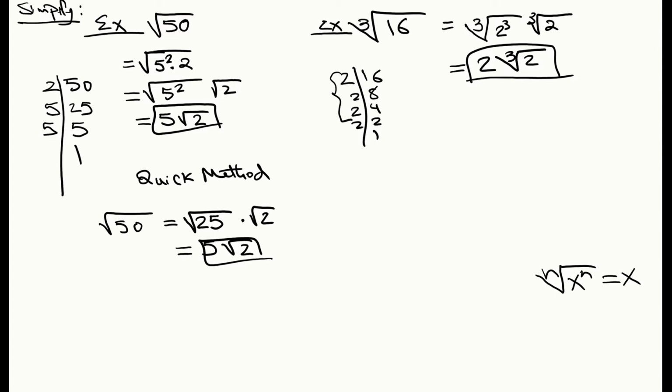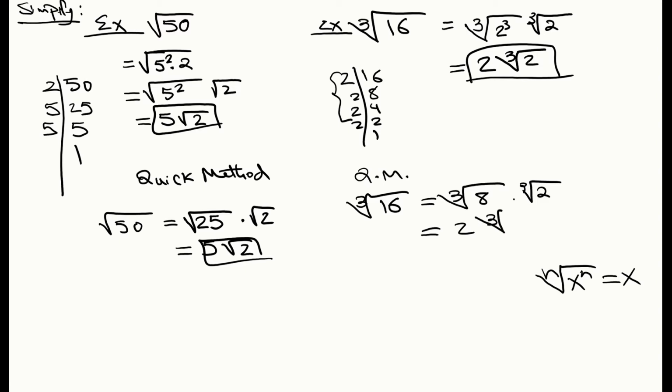Now, the quick method here would be the cube root of 16 equals the cube root of, the question you ask yourself, what's the largest perfect cube factor of 16? And you realize that's 8, so you go times the cube root of 2, and you end up with 2 times the cube root of 2. When you're trying to type these into a computer homework system such as my MATLAB, make sure that you put the index 3 in there, otherwise it's going to count it as wrong and you're going to be disappointed.